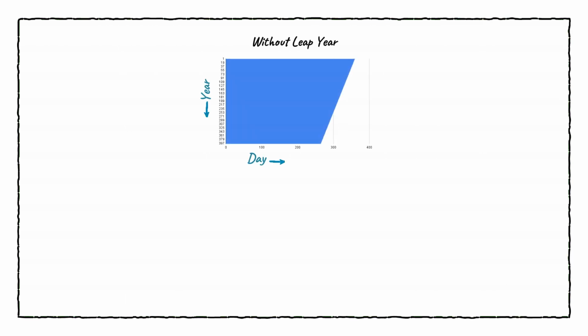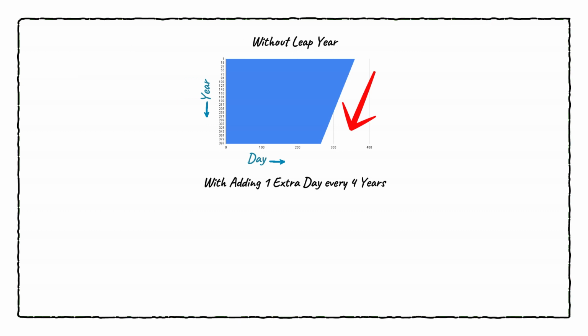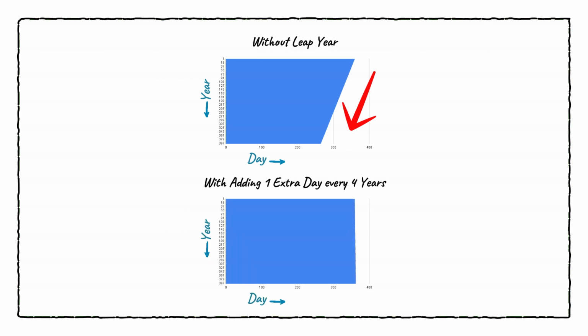If we show the simulation with a graph, then the trend chart of the Earth's revolution without leap year will look like this. The total days decrease every year, while the trend chart of the Earth's revolution with adding one extra day every 4 years will look like this. The total days increase significantly every 4 years. The trend chart that we are aiming for is getting near to straight.